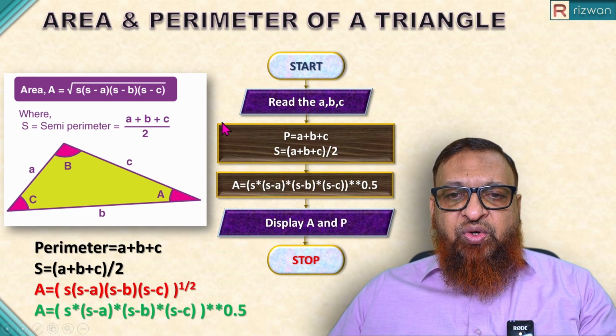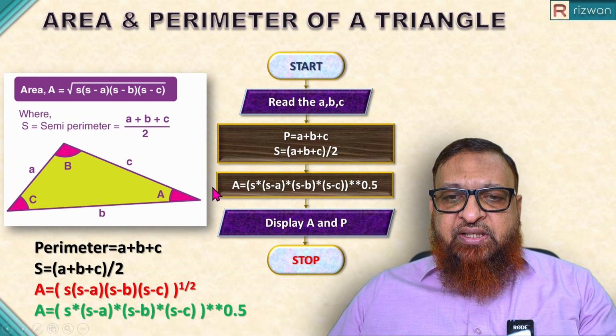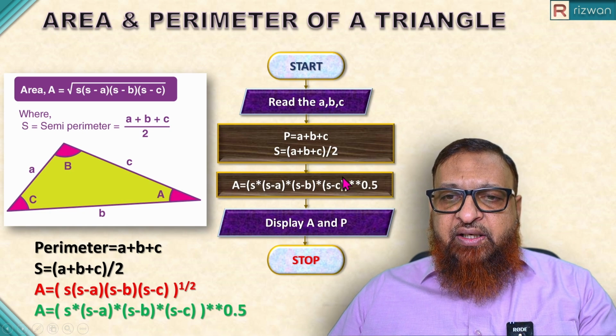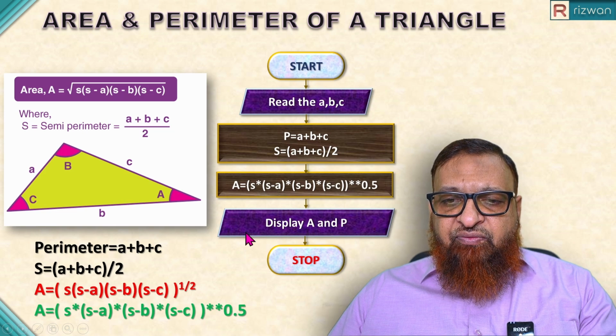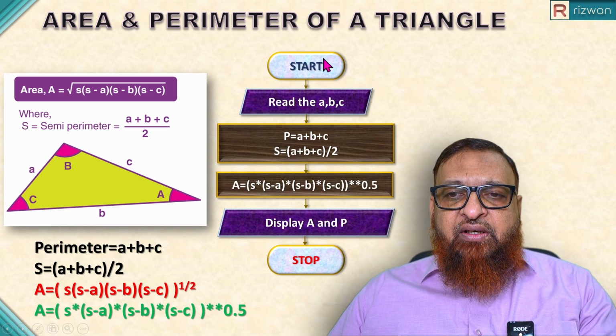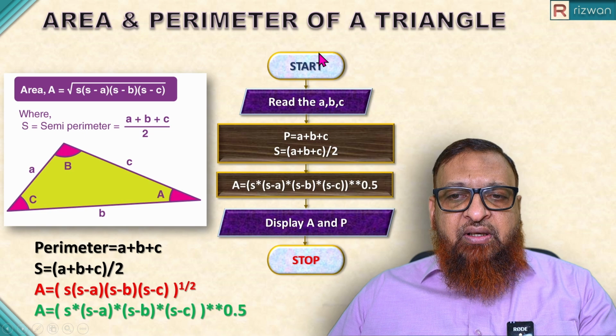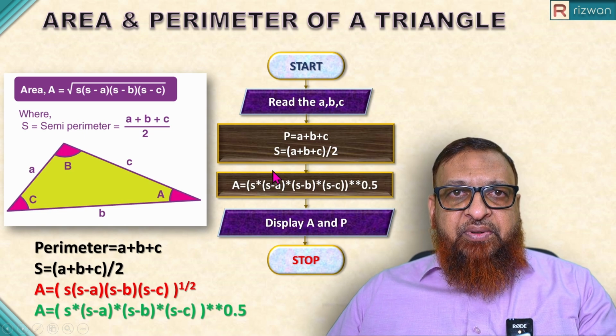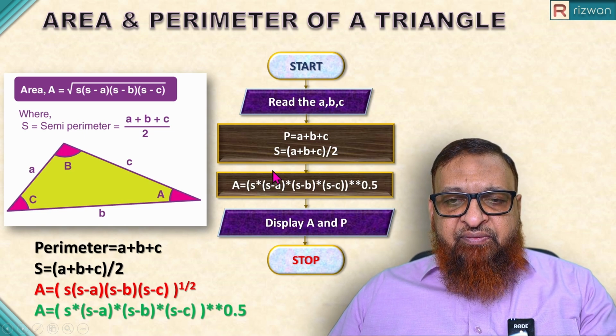If you see this particular flow chart, the process is represented in the form of a rectangle. And the input and output is represented in the form of a parallelogram. And start and stop with this symbol. Now, let us go to Spyder and we will do the practicals.